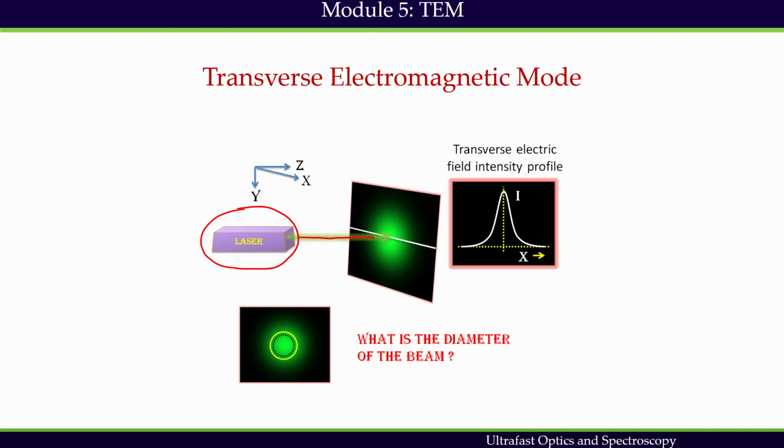But in reality, a laser emits a beam of finite width or diameter. If a piece of paper is placed in the laser beam, just like the one here, we get a cross-sectional area illuminated by the laser beam. What we observe is called transverse electromagnetic mode. In short, this is also called TEM.